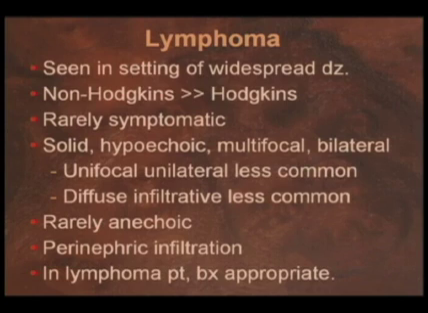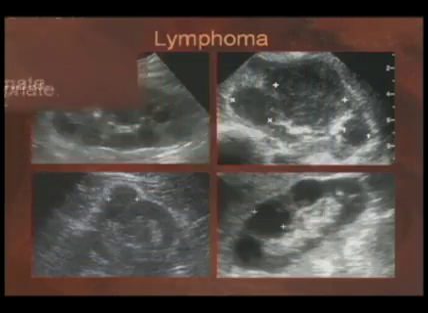And one unique thing about lymphoma is that it can infiltrate the perinephric region, and in those situations, it also looks very hypoechoic and can simulate perinephric fluid. Again, since lymphoma does not require a nephrectomy, and it overlaps in its appearance with renal cell cancer, if you are faced with that differential diagnosis, it is appropriate to do a biopsy to distinguish those two.